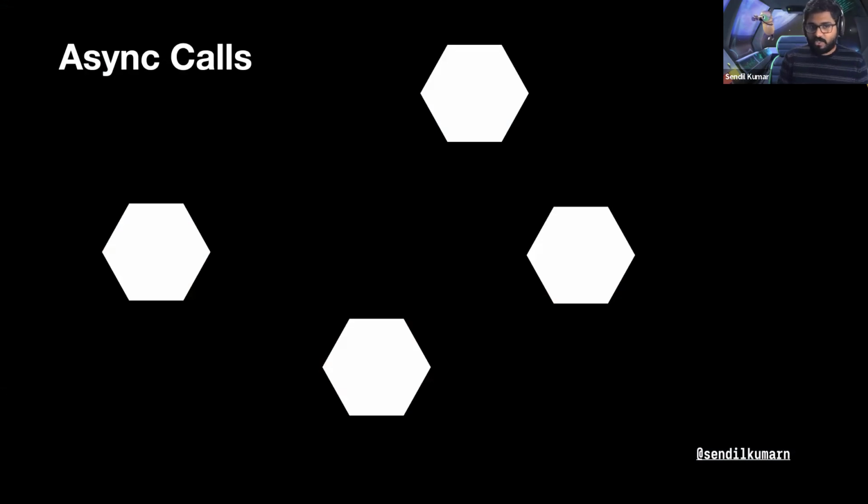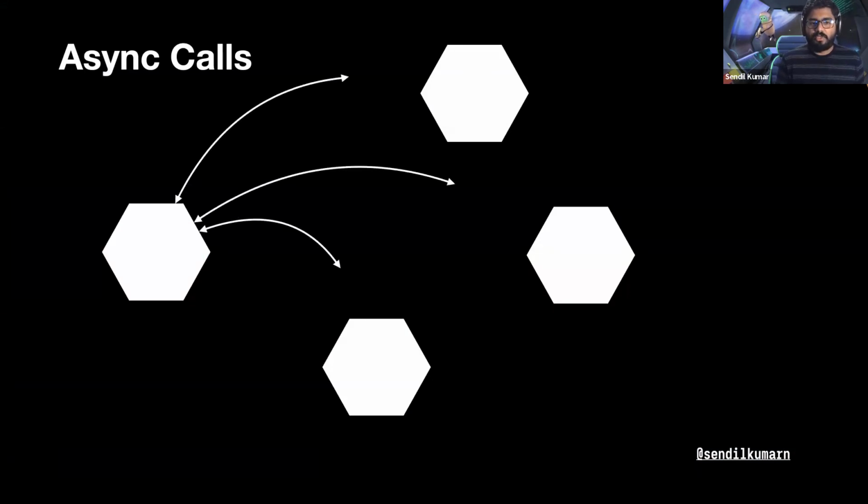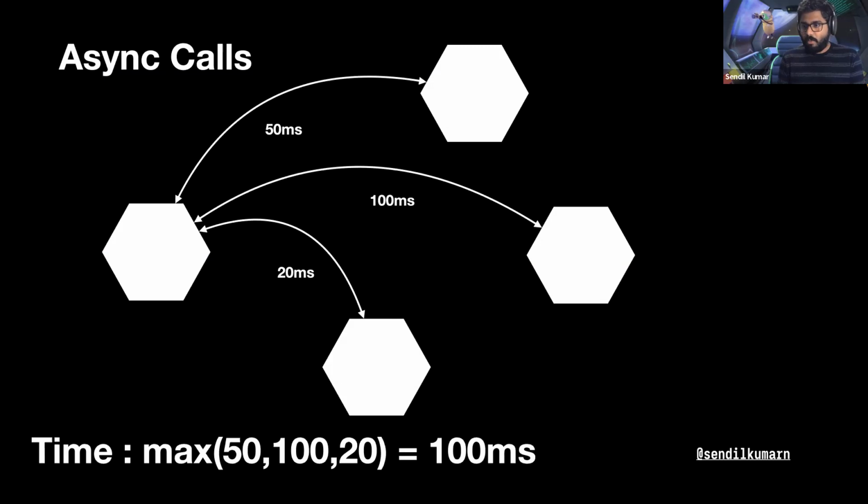And that's where we can use something like async calls here. Service A, instead of hopping through every service one by one, can issue a request to all 3 services in an asynchronous way. It just issues a request and waits for them to respond back. In the same example, service A takes 50 milliseconds, another service takes 100, and the third service takes 20 milliseconds. Now, the total time for us to respond back to a client is the maximum of all the latencies, which in this case is 100 milliseconds, because that is the maximum latency.